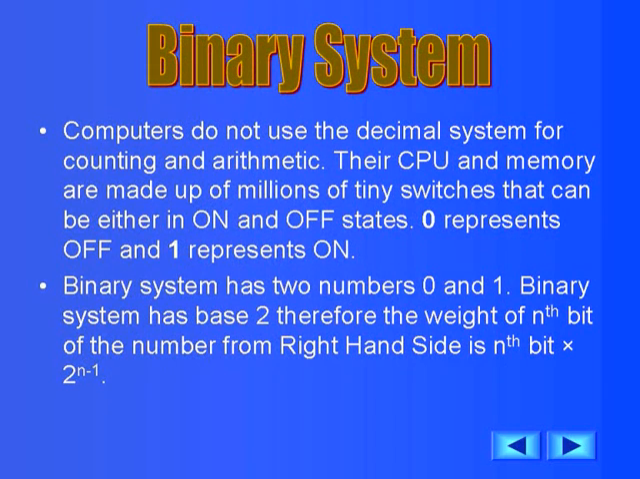Binary system. Computers do not use the decimal system for counting and arithmetic. Their CPU and memory are made up of billions of tiny switches that can be either in on or off states. 0 represents off and 1 represents on.